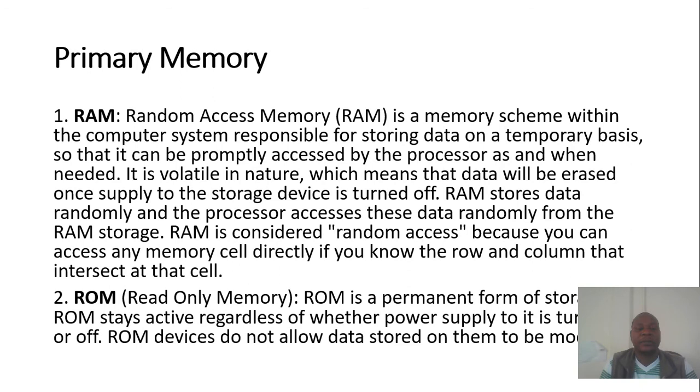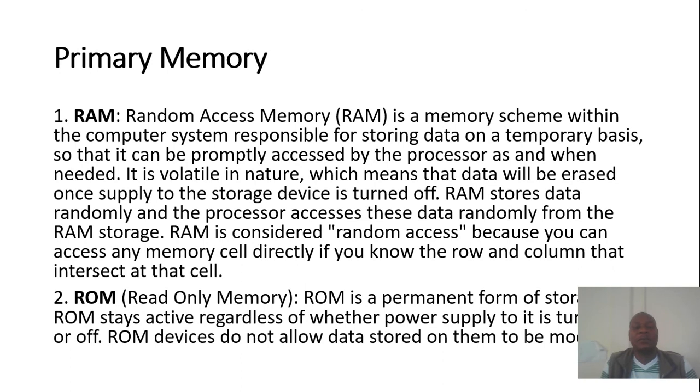Primary memory. Now, primary memory is divided into two types. There's the random access memory, RAM, and the read-only memory. Now, the random access memory is a temporary storage area that is used to store data and information awaiting output, or data and information awaiting processing. So it is a temporary storage area.